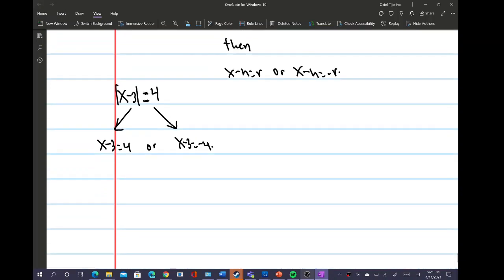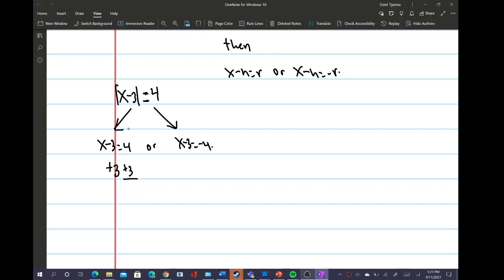And sometimes they're going to want you to know how to actually graph it on the number line. I mean, not to graph it on the number line for equations, what I mean by that is when it comes to absolute value inequalities. They're going to want you to know how to do that.